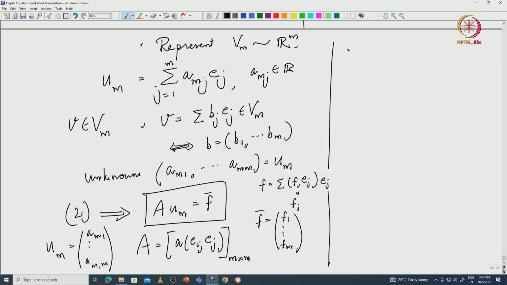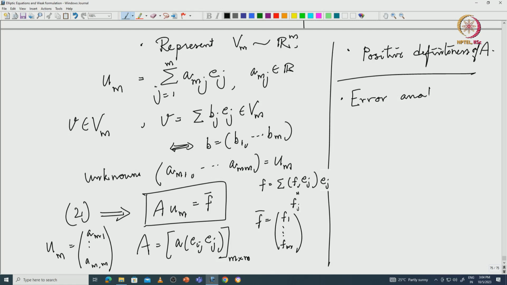prove positive definiteness of A. You can see the positive definiteness of A. So, that way you derive it and then you follow the procedure, and probably we will give an example through our class test. And there is another one which I will probably do, which is the error analysis. That is the one thing.